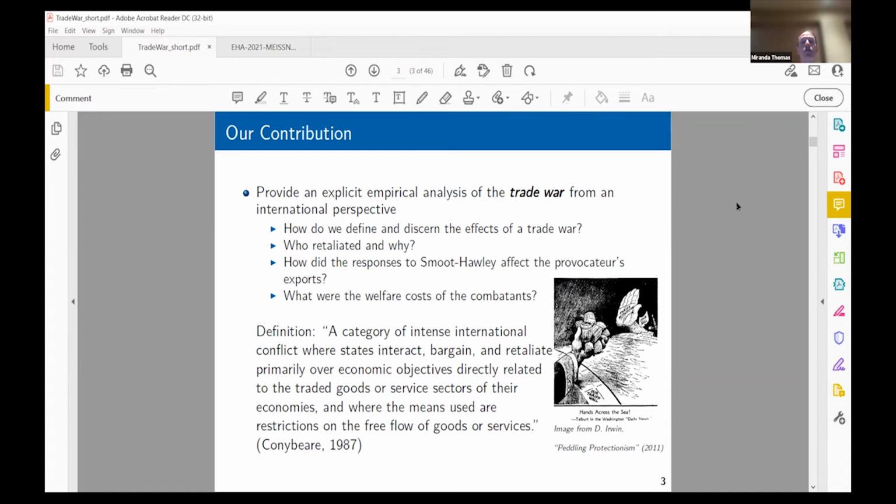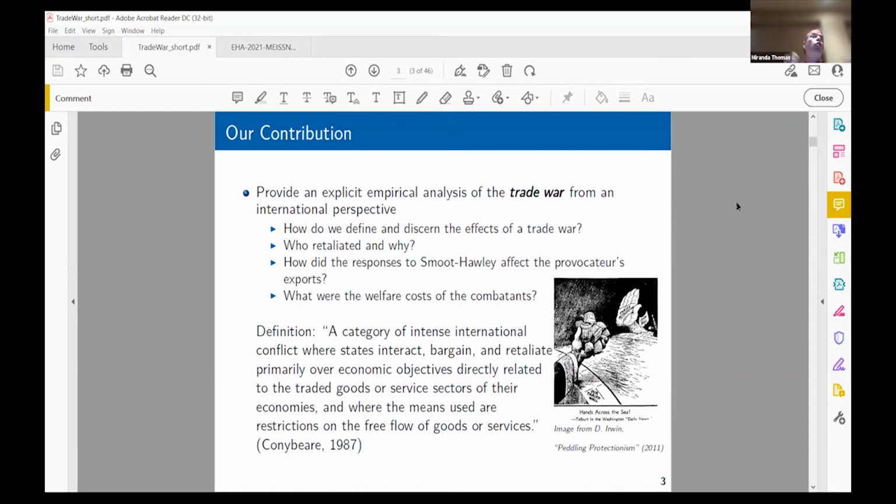international conflict where states interact, bargain, and retaliate over economic objectives directly related to traded goods or services. And so the lacuna we're trying to fill is to provide an explicit empirical analysis of a trade war where the key aspect of that trade war is going to be retaliation. And so that's going to be our answer to this first question: how do we define and discern the effects of a trade war? We're going to be focusing on this neglected part of the 1930s trade literature, which is the retaliation against the passage of Smoot-Hawley.